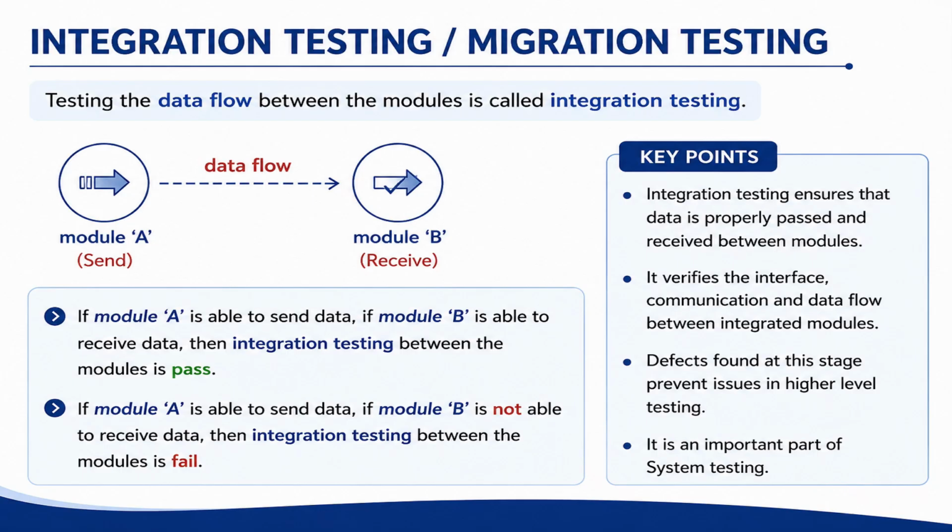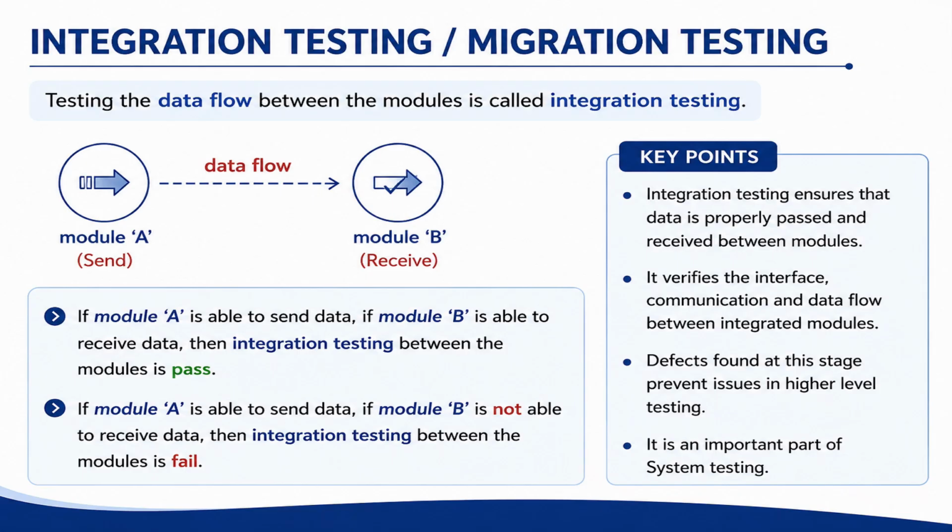For example, if module A is able to send the data and module B is able to receive the data, then there is integration between the modules. For one more scenario, if module A is able to send the data but module B is not able to receive the data, then integration between the modules fails. So if one module sends the data, another module should be able to receive the data. Only then is there an integration between the two modules.